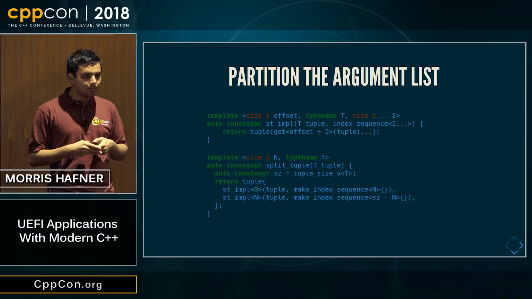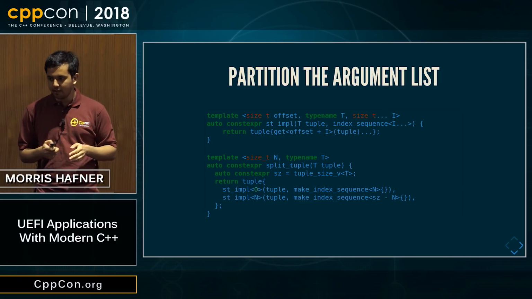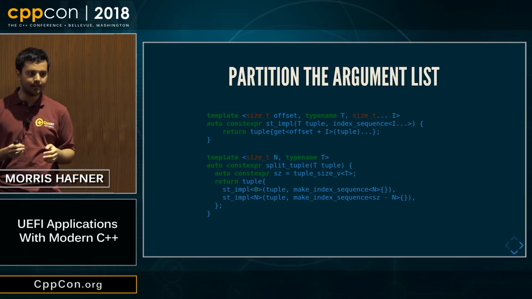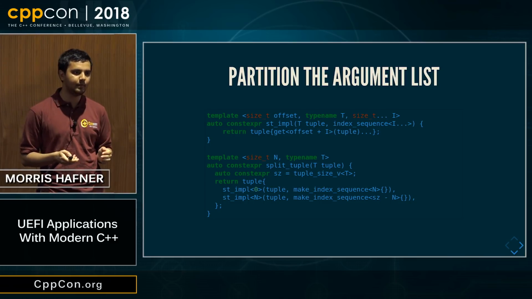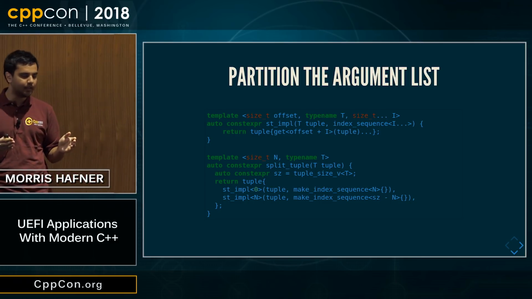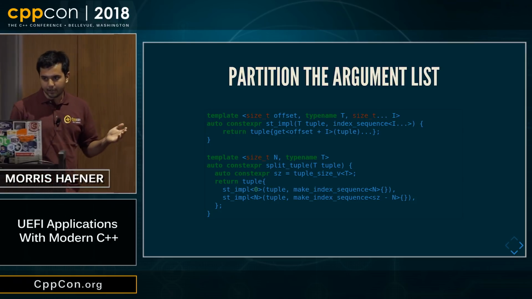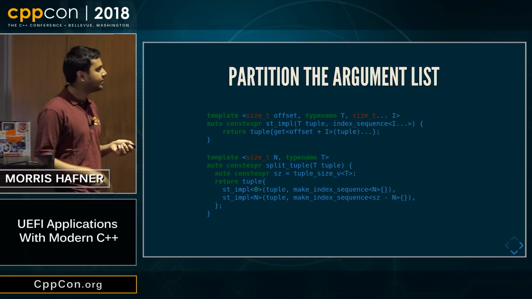So my idea is that I implement a one-way split. So given a tuple, I want to have a new tuple that contains 2 tuples, where the first tuple contains every element from 0 to n, and the second tuple contains all elements from n to the end. And C++14 with make index sequence makes this actually very easy to do.